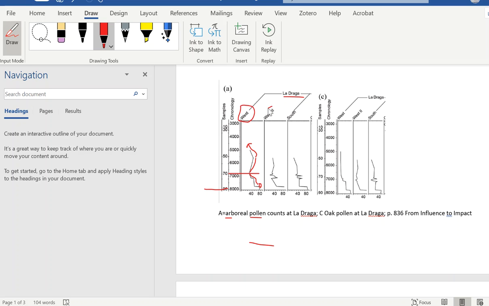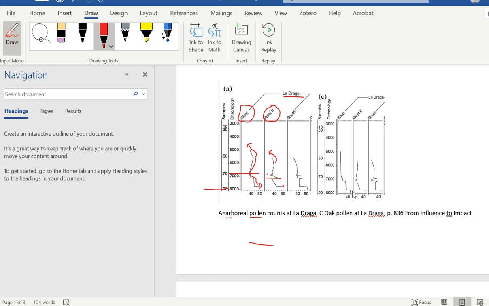So what they've done is they've looked at arboreal pollen in La Draga in West, in the second section of West. They find similar trends. So a high point for tree pollen here, pretty drastic drop, a little bit before 7,000, goes up a bit, and then drops, and then sort of continues its downward trend. And then the same type of trend you see in the south of La Draga.